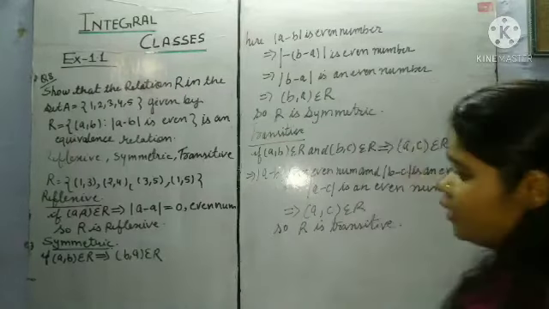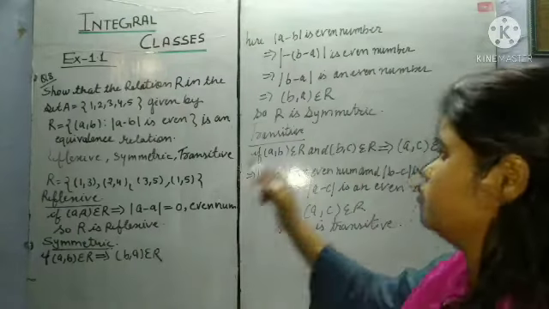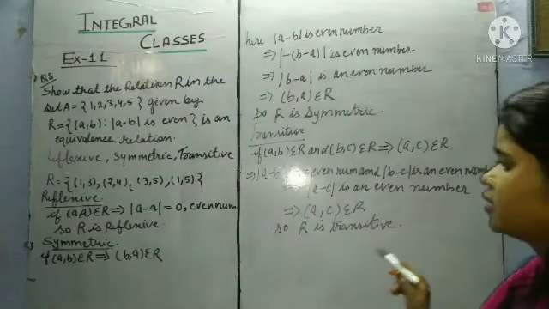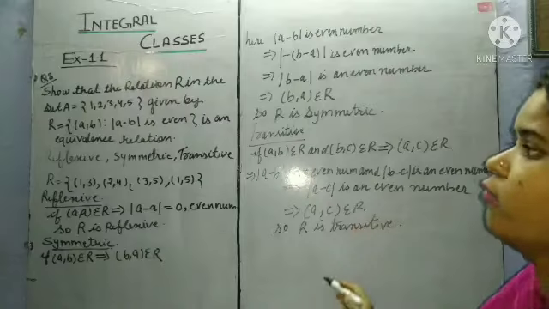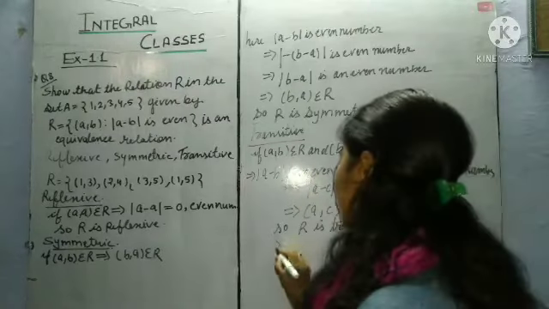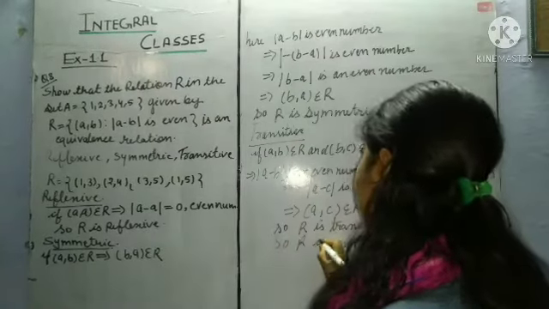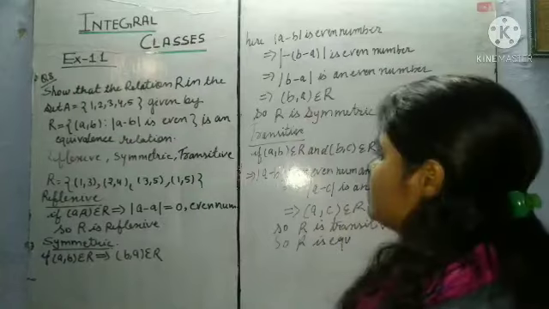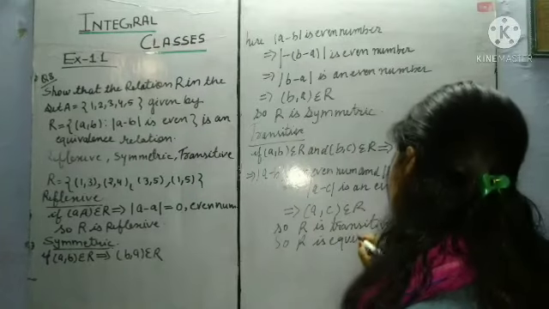Now R is reflexive, symmetric and transitive here. All three conditions are followed by this relation. So R is an equivalence relation.